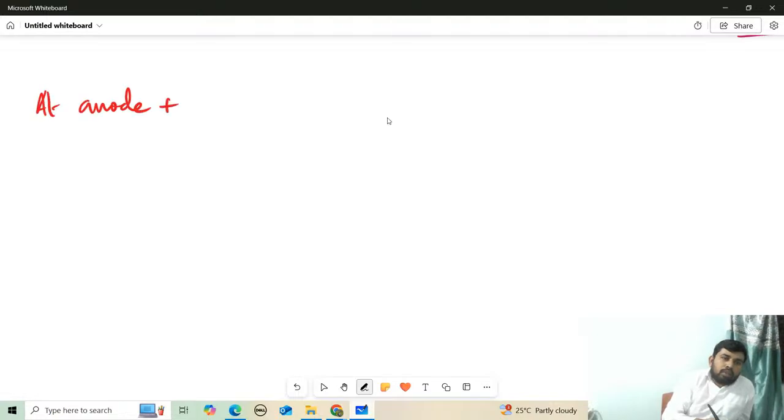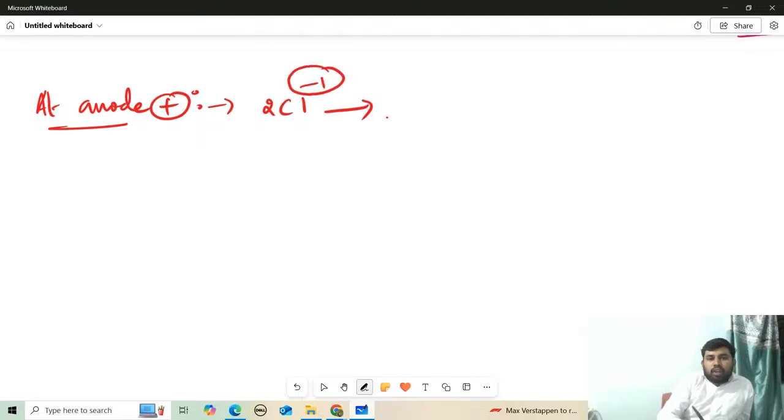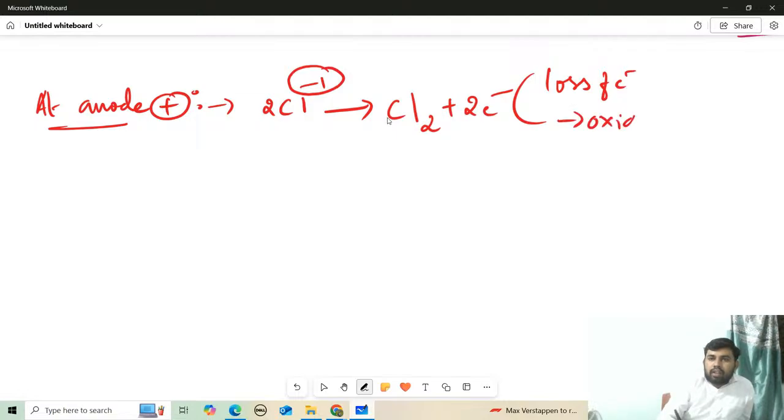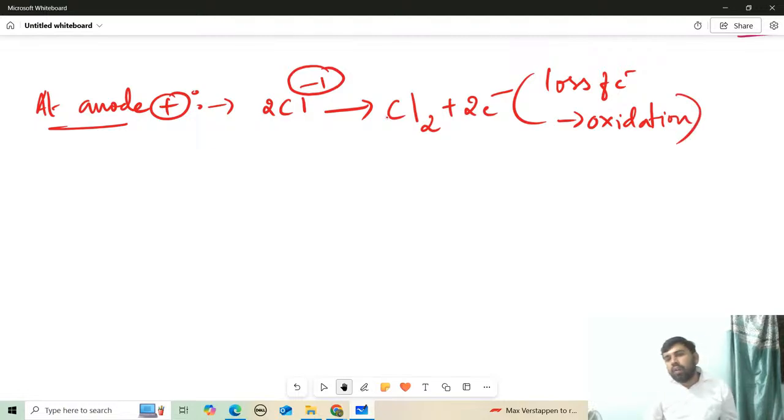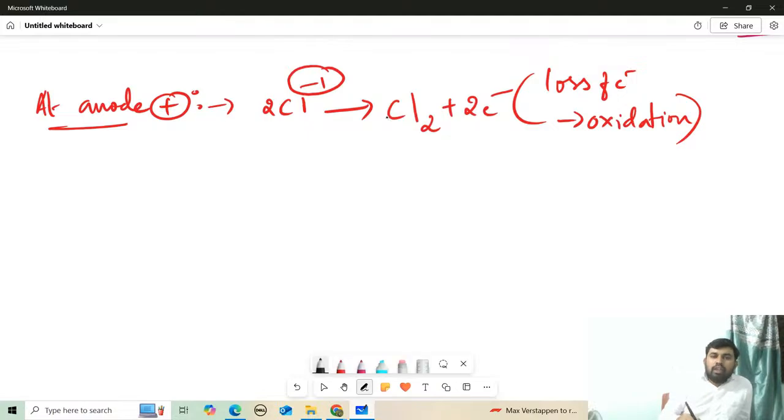At the anode means a positive electrode. So at the anode, two Cl- ions will go there, and each Cl- has one extra electron. Two chlorines will combine and form Cl2 by losing their two electrons. This loss of electrons is called oxidation. So remember, they can ask the question: in the chloralkali process, chlorine will undergo what kind of process near the anode? The answer should be oxidation.